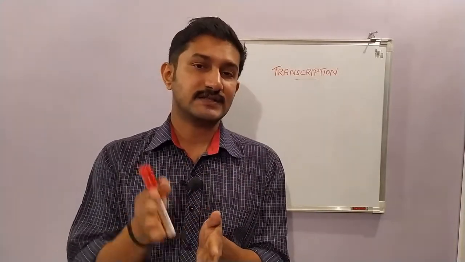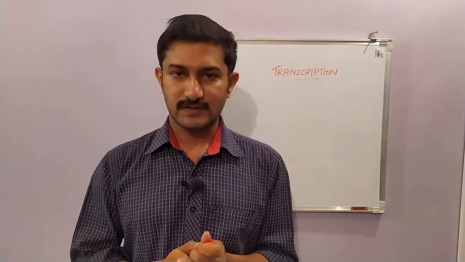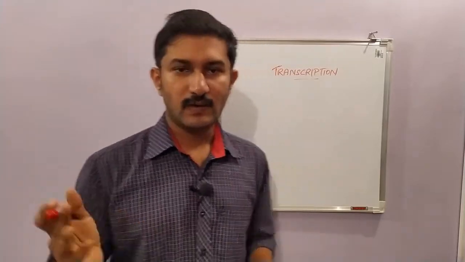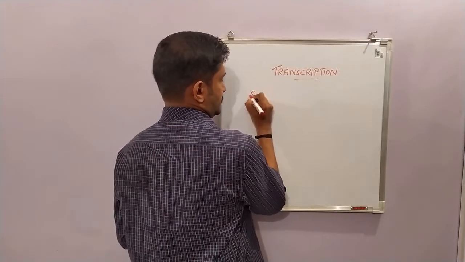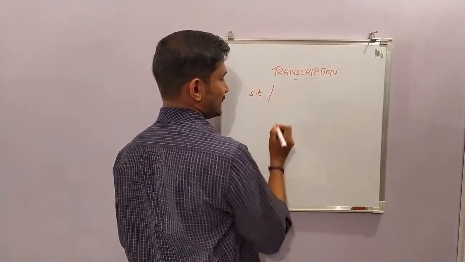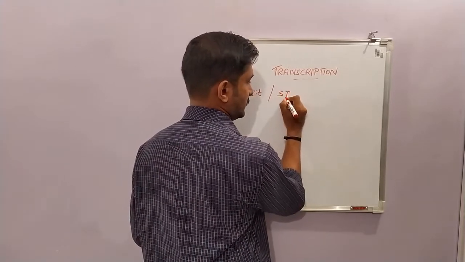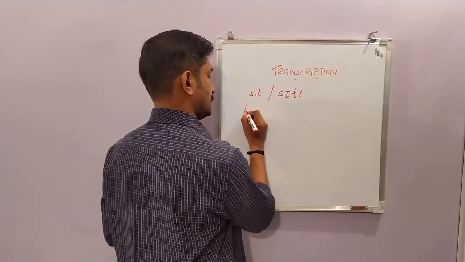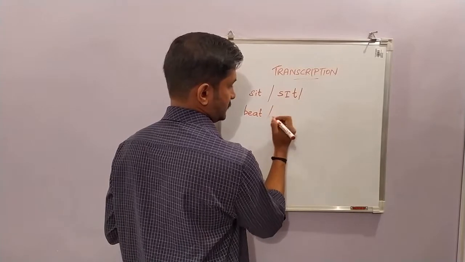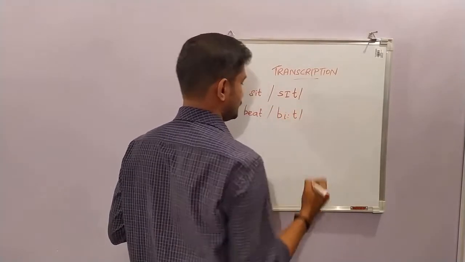And all standard dictionaries have the transcription, or by looking at the transcription we will be able to know how that word is pronounced. Now, we will look at some simple words and how the transcription goes. So, as we look at the simple word sit, we pronounce it s, sit. Then beat, so b, e sound, t.